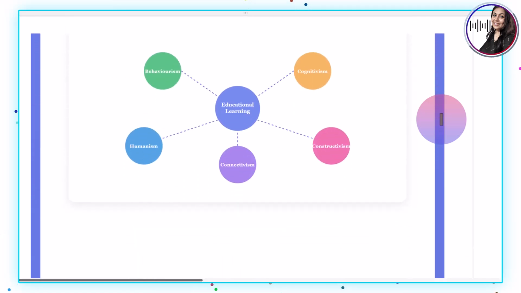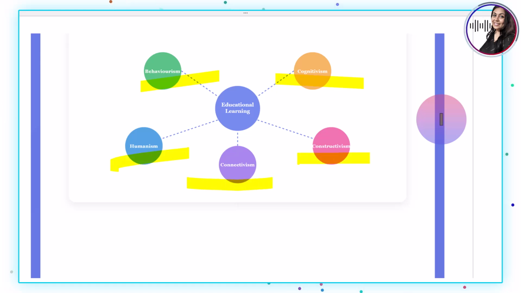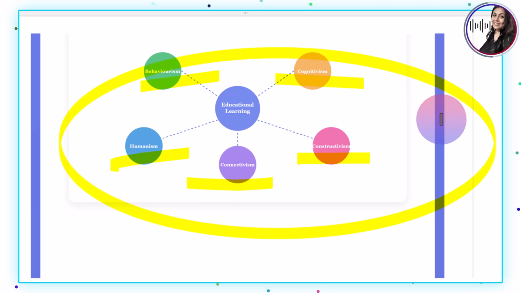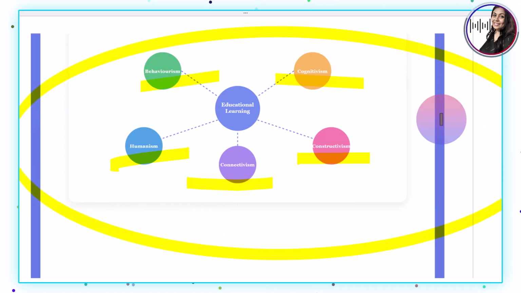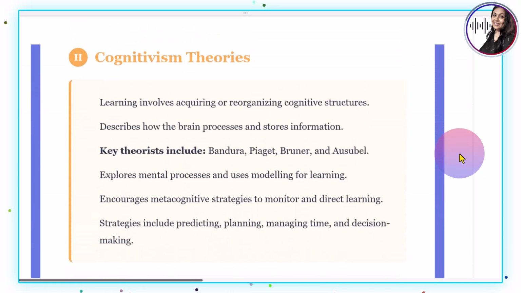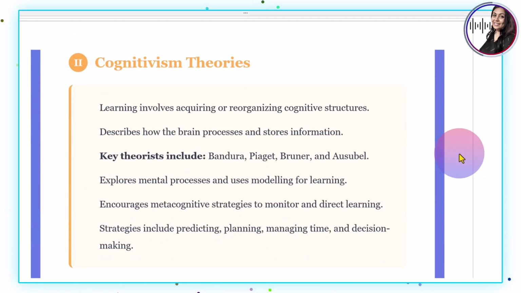Under pedagogy, there are 5 primary learning theories that form the backbone of educational psychology: behaviorism, cognitivism, constructivism, humanism, and connectivism. Each of these theories explains learning from a different perspective, and all of them are important from the examination point of view. Let us now focus on cognitivism, a learning theory that shifts attention from observable behavior to internal mental processes.